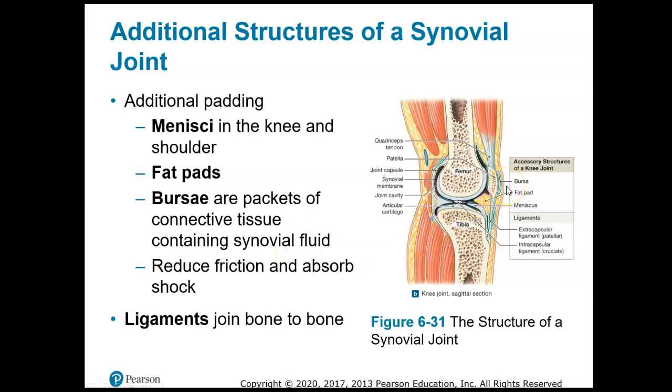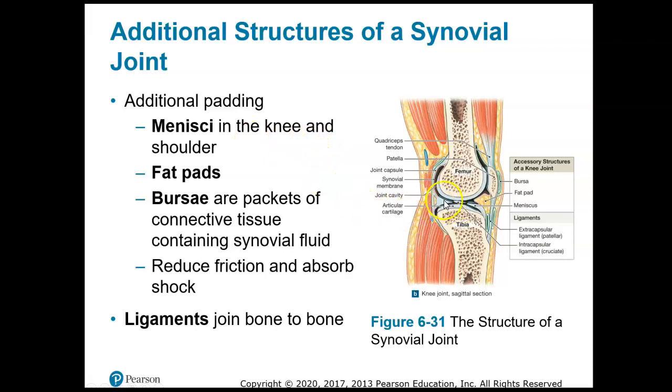Then we have several ligaments in the knee. You might be familiar with the anterior and posterior cruciate ligaments. They form a cross, which is why they're called cruciate ligaments. They're not shown in this picture, so I'll show you another slide that shows you the picture of the cruciate ligaments.